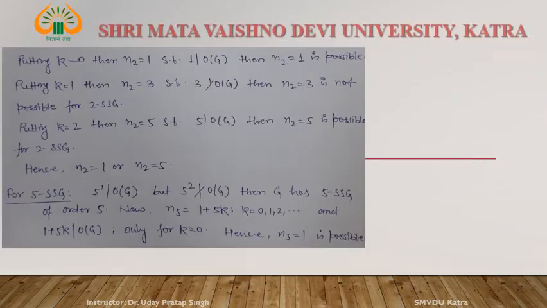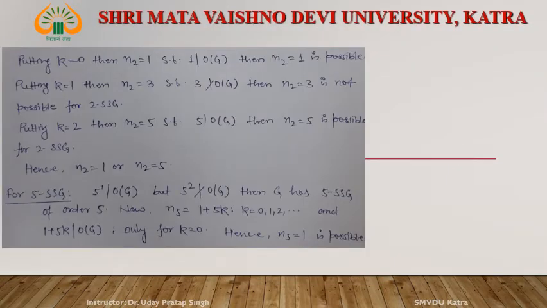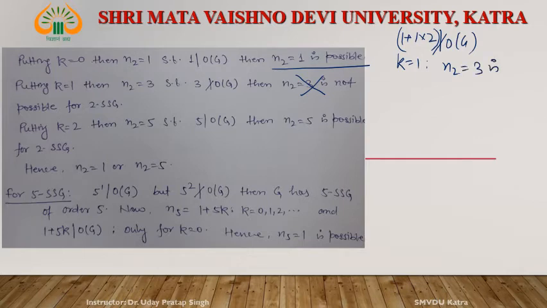The number of 2-Sylow subgroups, n2 equal to 1, is possible. n2 equal to 3 is not possible. Why? Since 1 plus 1 into 2, that is for k is equal to 1, this is 3. This does not divide order of G. So n2 is equal to 3 is not possible. Okay. Next.